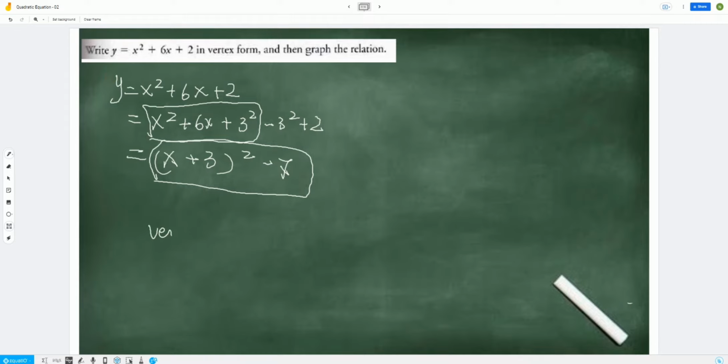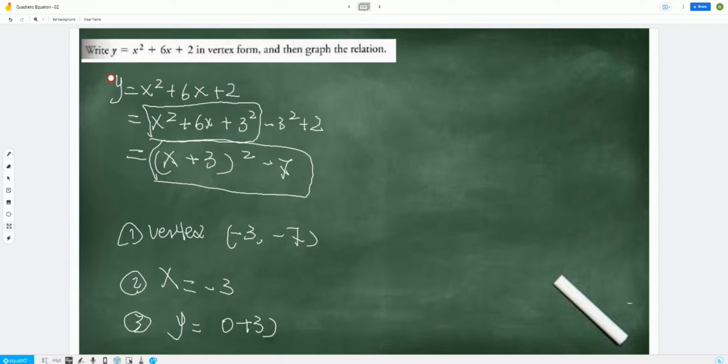So the vertex should be negative 3, negative 7. And the axis of symmetry should be x equals negative 3. That's the equation of the axis of symmetry. So we know the vertex and the axis of symmetry, and third, we can find the y-intercept. Y-intercept means x equals 0, so we substitute 0 for x: (0 + 3) squared minus 7, which is 9 minus 7, so 2. This is the y-intercept.